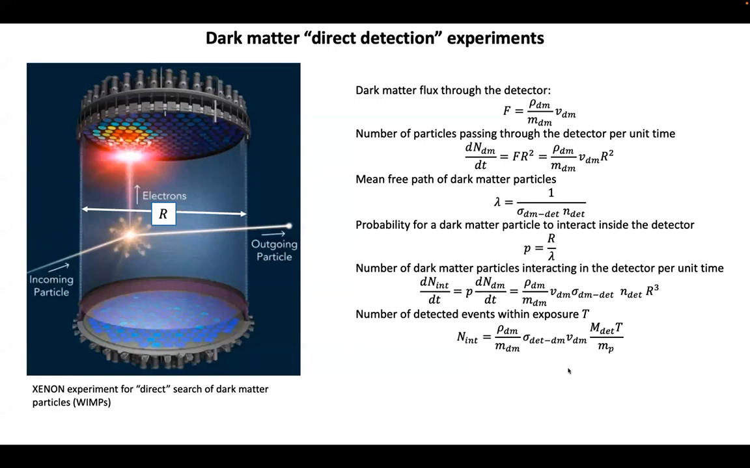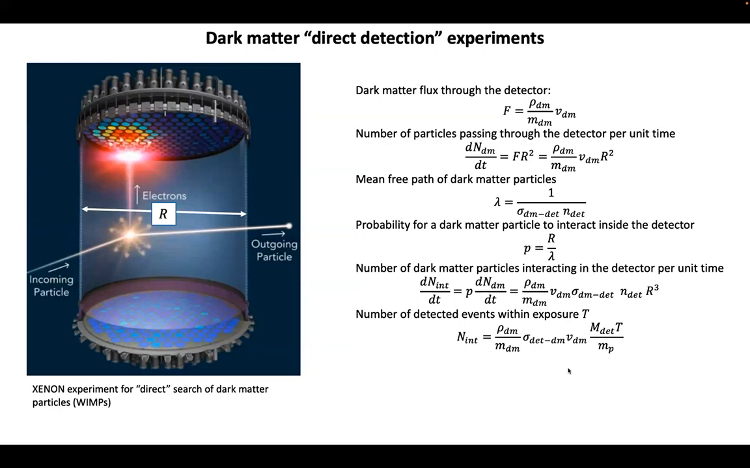Mean free path is 1 over the cross section times the density of the detector. So the cross section is of interaction between particles, right? It is measured in centimeter square. Density is 1 per centimeter cube. So mean free path is something which is measured in centimeters. I divide the size of the detector by the mean free path to get the probability. It gives me the number of interactions per unit time. This is this formula.